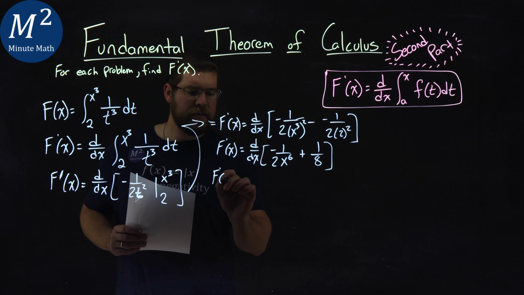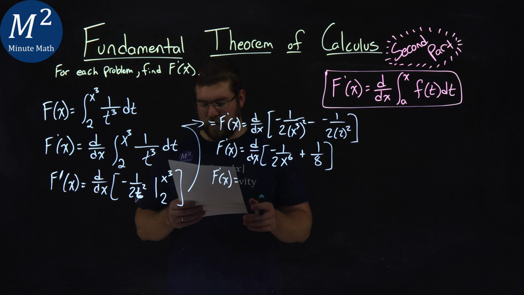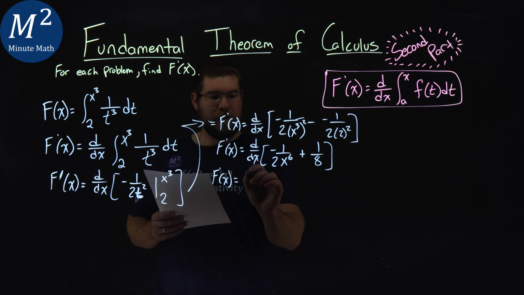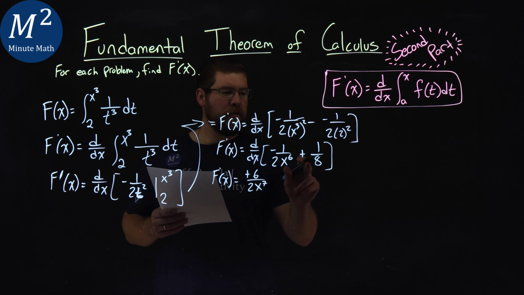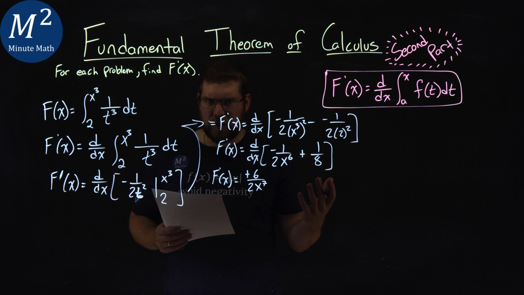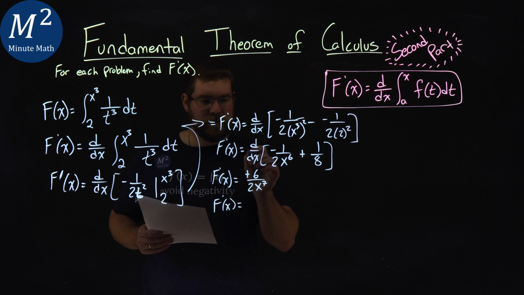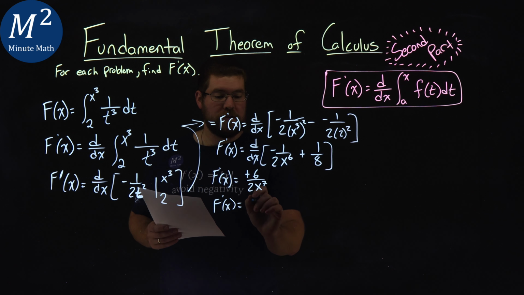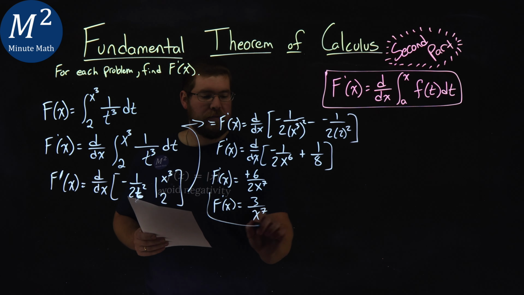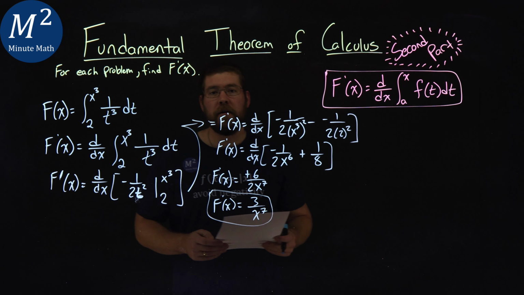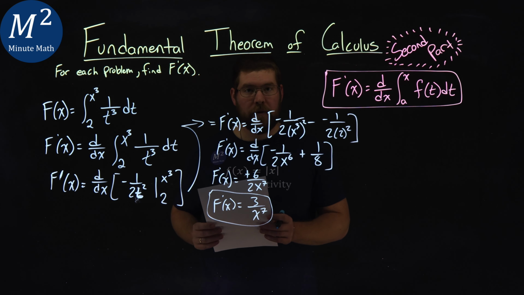So f prime of x here now, we're going to take the derivative. The derivative of negative 1 over 2x to the sixth power is a positive 6 over 2 x to the seventh, and the derivative of 1 over 8 is just 0. Don't need that. This simplifies, 6 over 2 is 3, so f prime of x is equal to 3 over x to the seventh power, and that's it. Our final answer here for f prime of x is 3 over x to the seventh power.